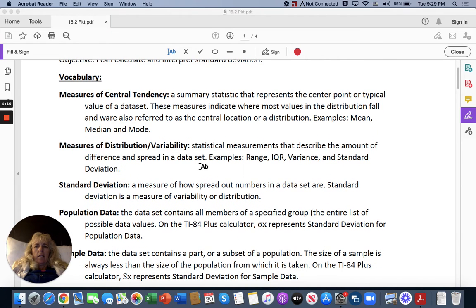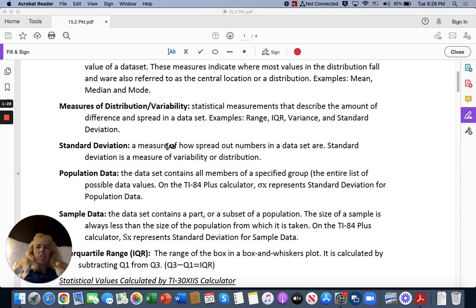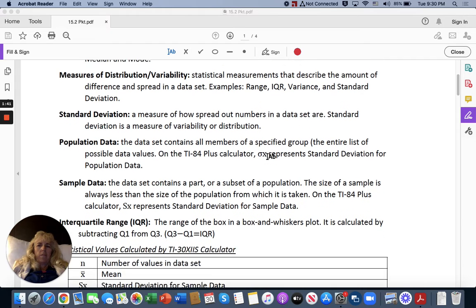Okay. Next, we're going to talk about measures of distribution or variability. They are statistical measurements that describe the amount of difference in spread in a data set. And some examples are all of these different things, and we'll talk about some of those things later. Standard deviation is a measure of how spread out numbers in a data set are. Like, are they going to be close together or are they really spread apart? Standard deviation is a measure of variability or distribution.